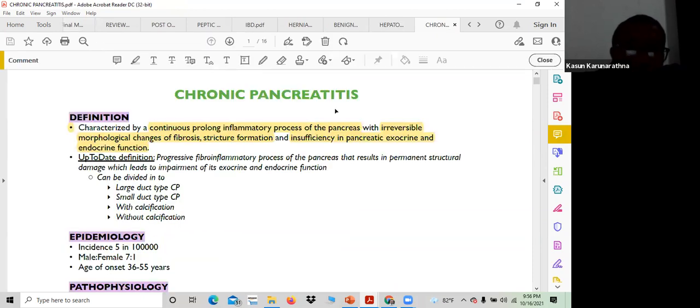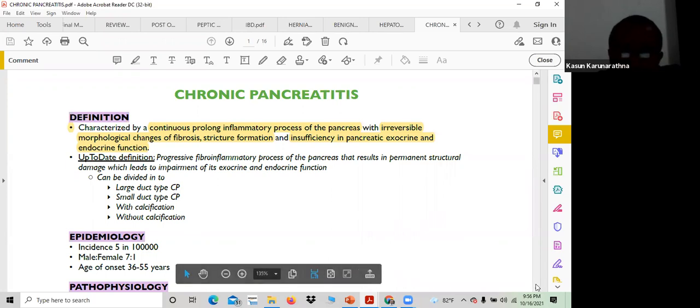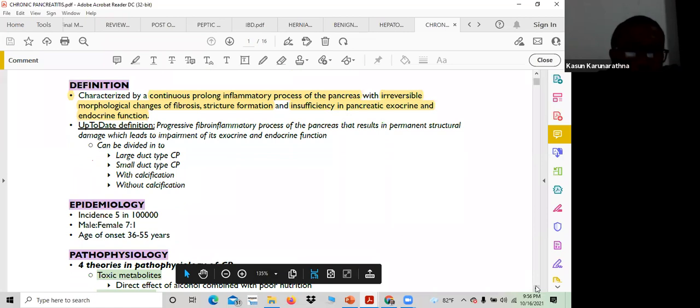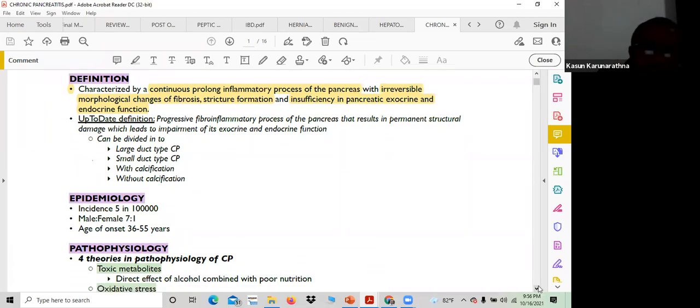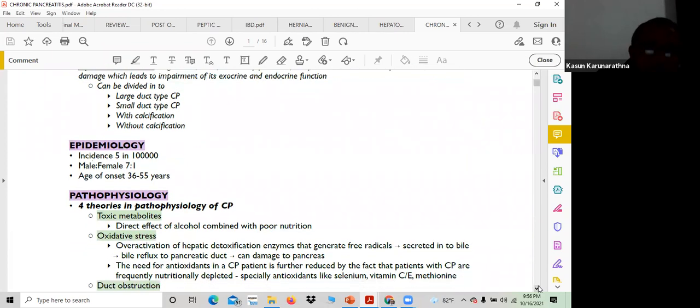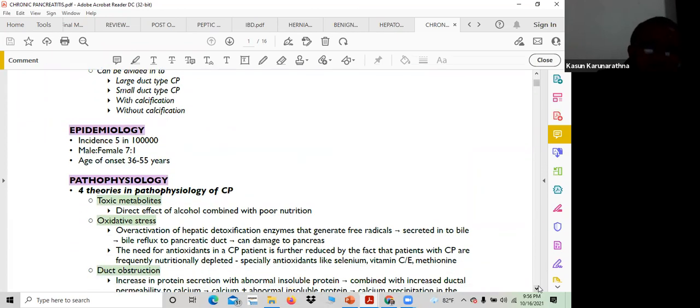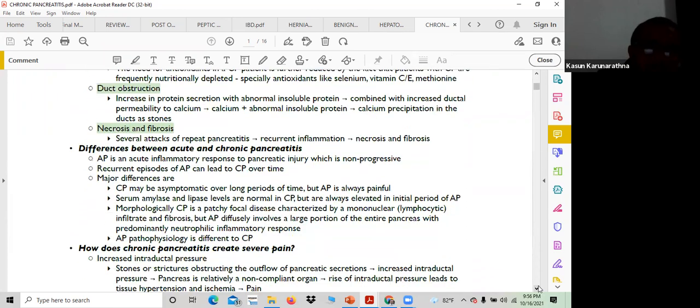Chronic pancreatitis is a continuous prolonged inflammatory process of the pancreas with irreversible morphological changes. There will be fibrosis, stricture formation, and there will be pancreatic exocrine and endocrine failure due to extensive destruction of pancreatic parenchyma, right? And for pathophysiology, there are 4 theories.